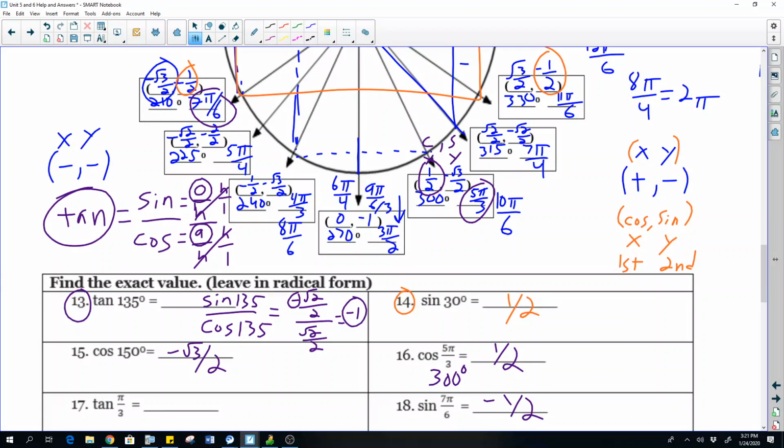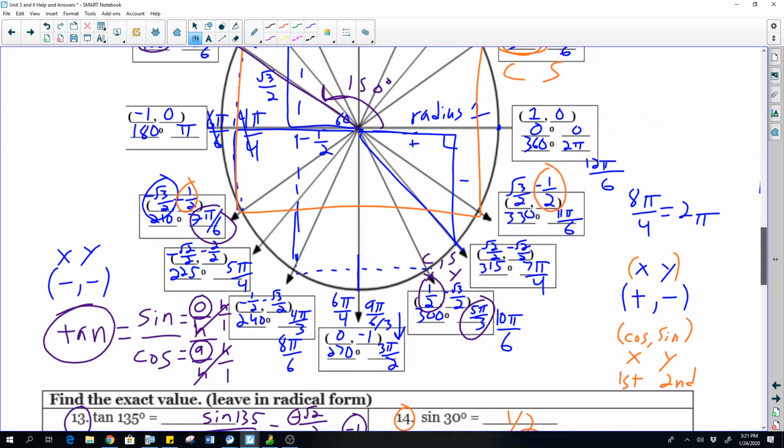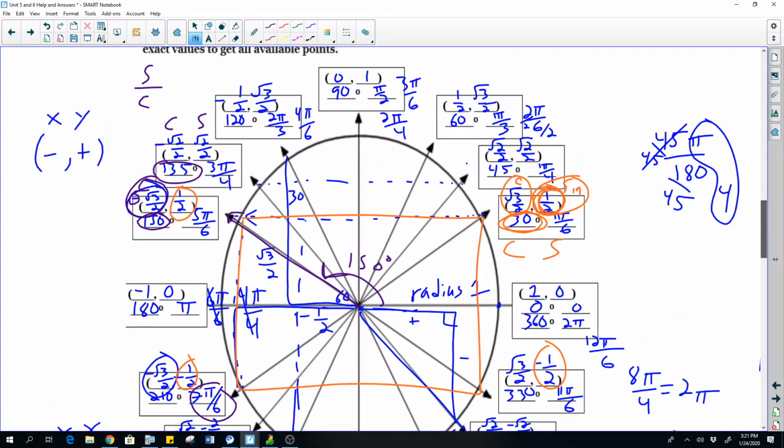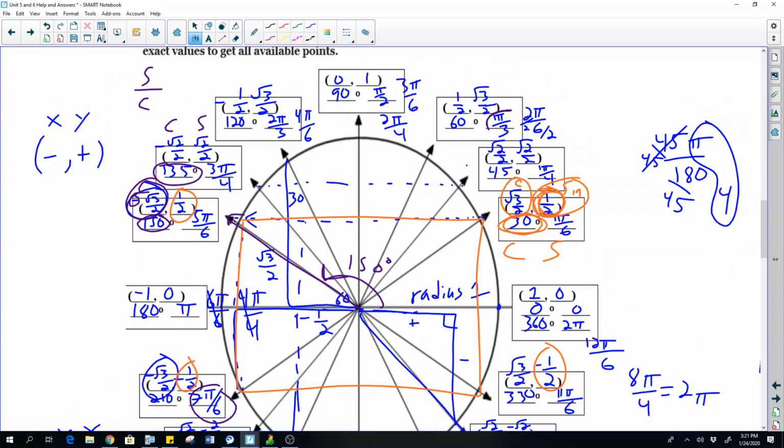Okay, last one is tangent of pi over 3. So can we find pi over 3? There's pi over 3. It's 60 degrees. And so tangent is going to be, again, sine over cosine, right? Sine over cosine. So that's going to mean radical 3 over 2 over cosine, which is 1/2.